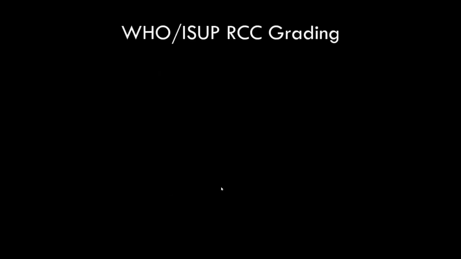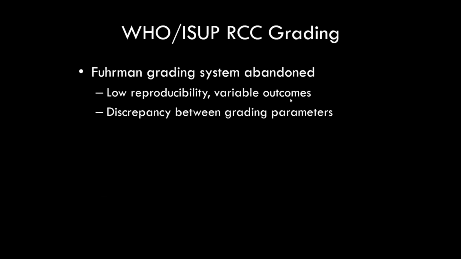So let's start with the WHO and ISUP RCC grading system. The Fuhrman grading system, as we have known for so many years, has been abandoned now, mainly because many of the cancers diagnosed with it have had variable outcomes, and they did not really correlate very well with the Fuhrman grade. And more than that, it had low reproducibility among pathologists. And there was also this issue of discrepancy between the grading parameters.